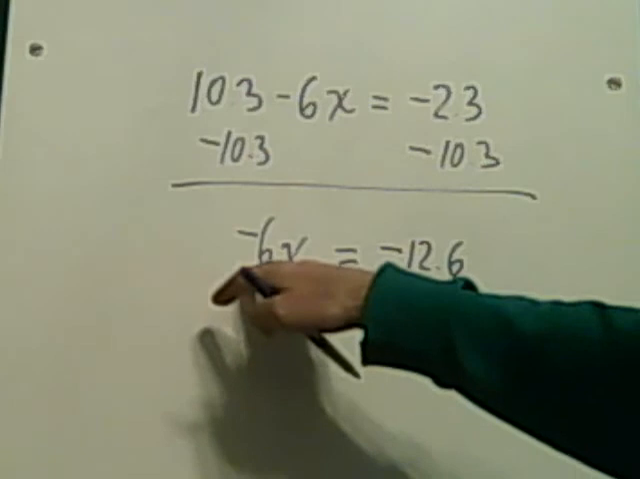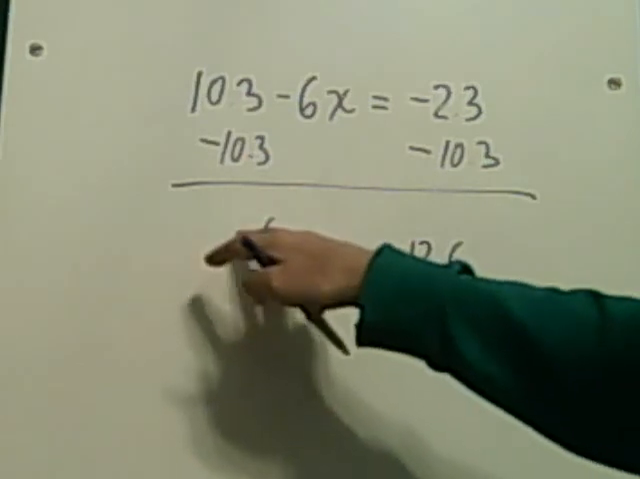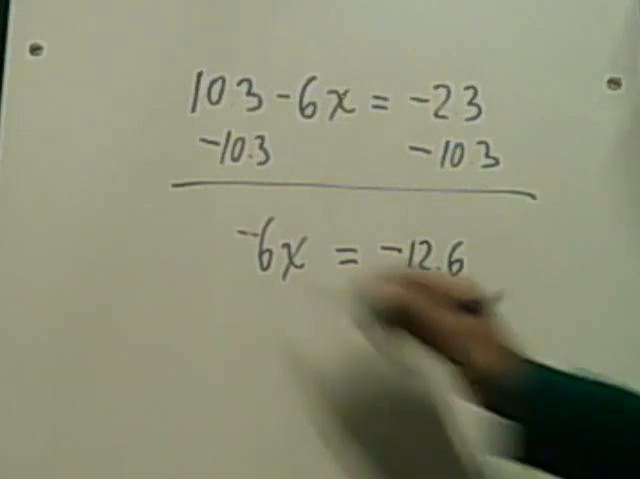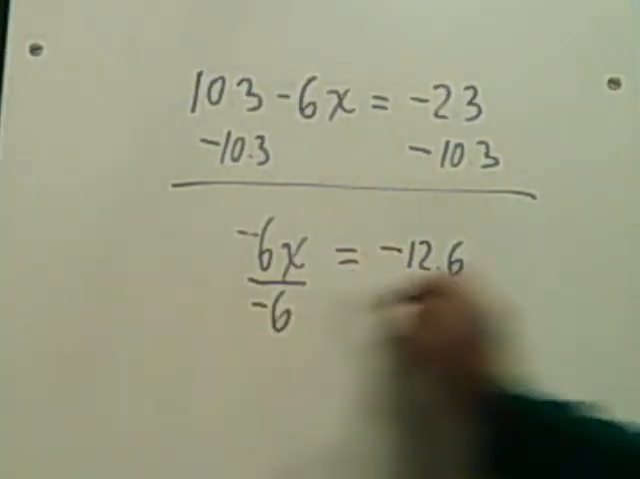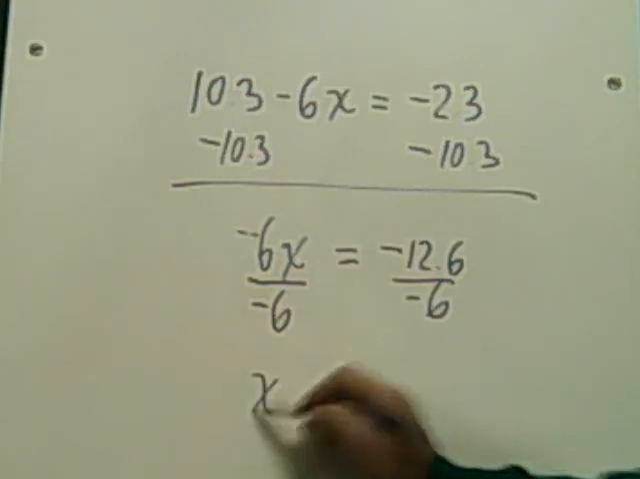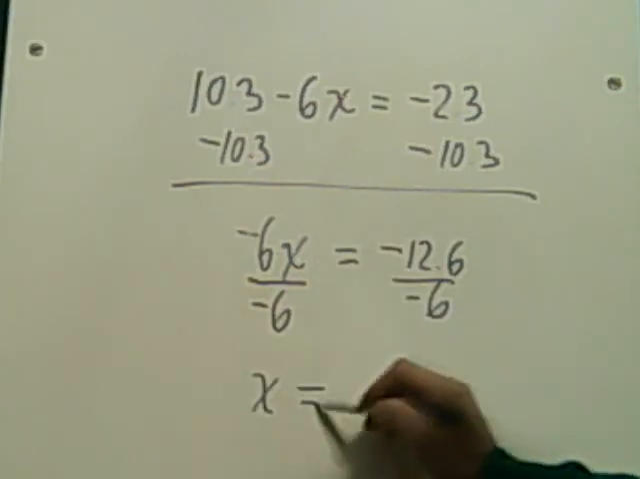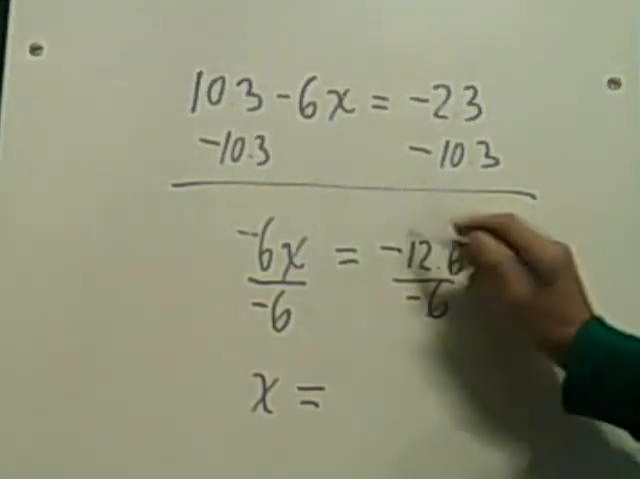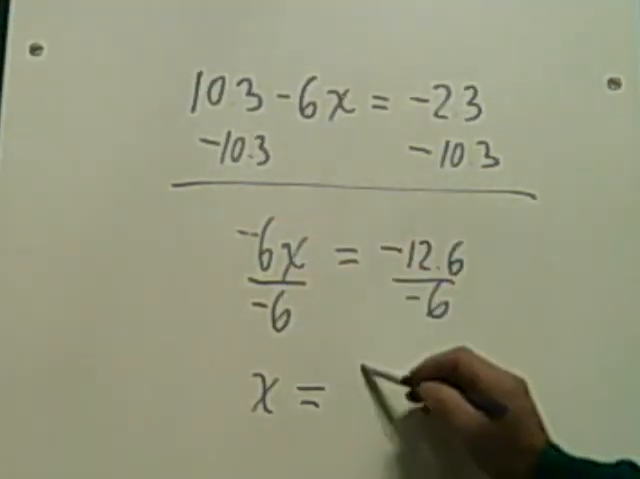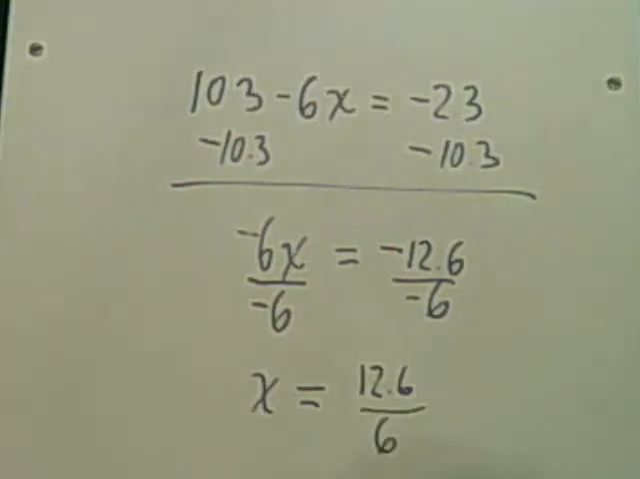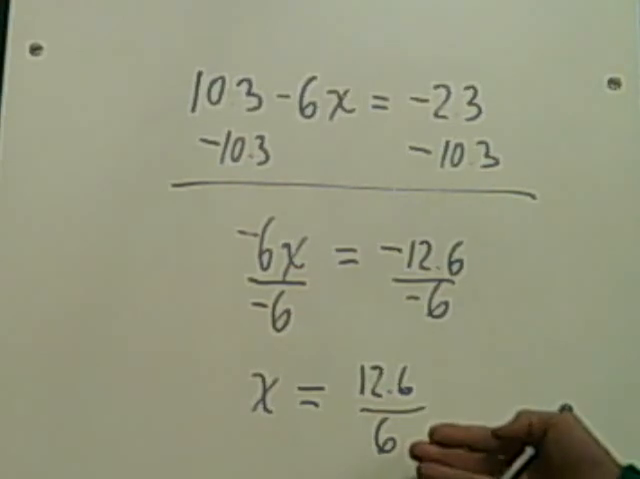Now the next step is going to be to divide both sides by the -6 to get the -6 down below on the other side. So I'm going to divide both sides by -6. That's going to cancel, and on this side we're going to have the x all by itself now. And that's going to be equal to -12.6 divided by -6. Now the two negative signs are going to cancel each other. And that's the same as 12.6 divided by 6. And you can use a calculator for that.